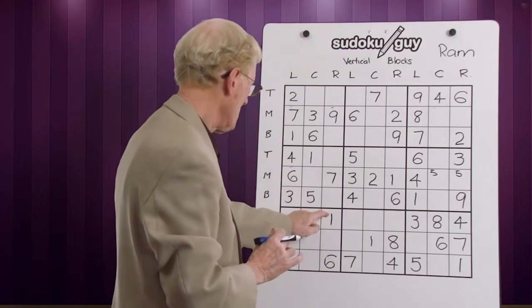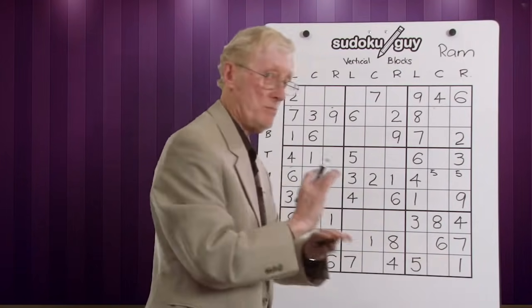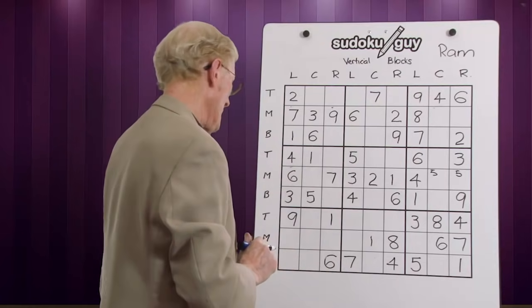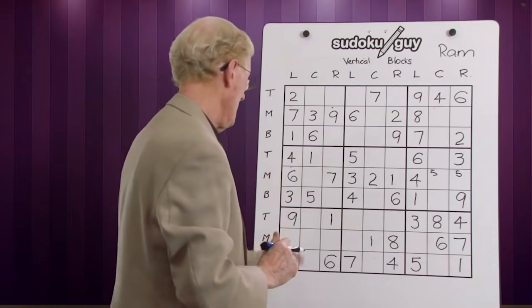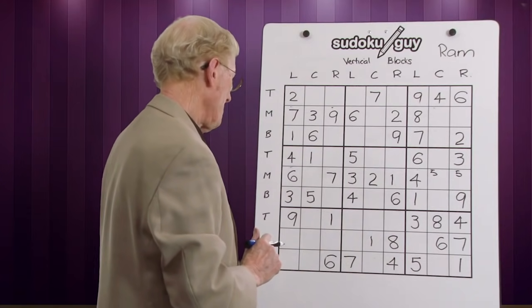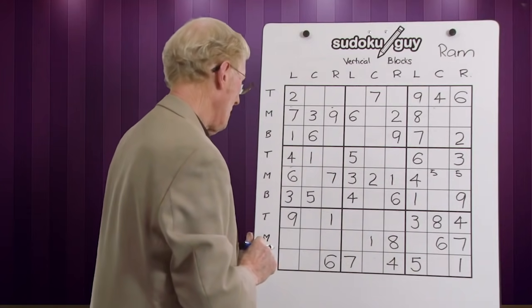Take the 1s. We have a top, a middle, and a bottom. Done. Forget about it. Fixed. 2s, there's no 2s. There's no 2s in either of these 3 blocks. 3s, yes, there's one 3. That's not good enough. We need 2 of them.